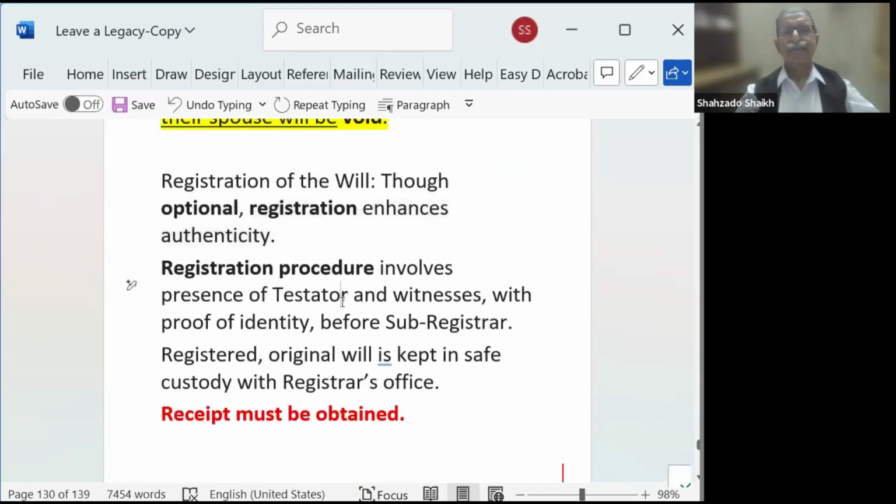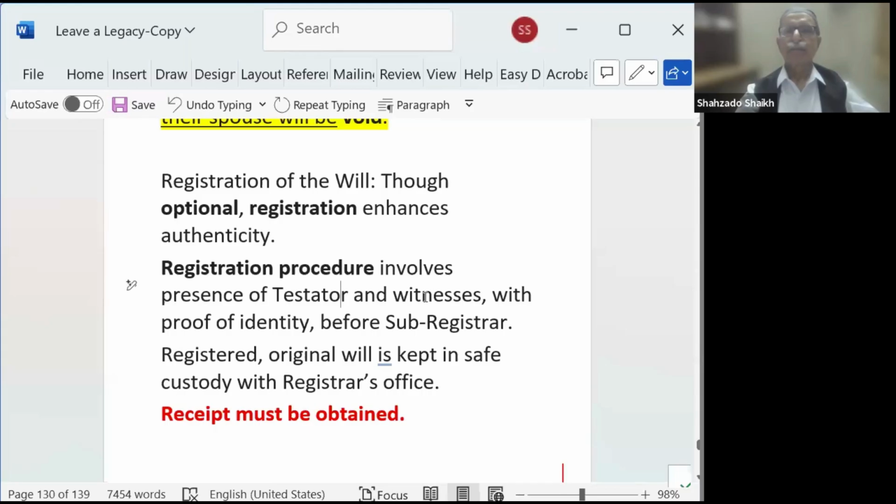Registration procedure. Here some people make mistakes. Registration procedure involves the presence of the testator at the time of registration. For example, when you go to deposit the will in Houston, the clerk of the county asks you, are you the person who has written this will? He will ask you the question.